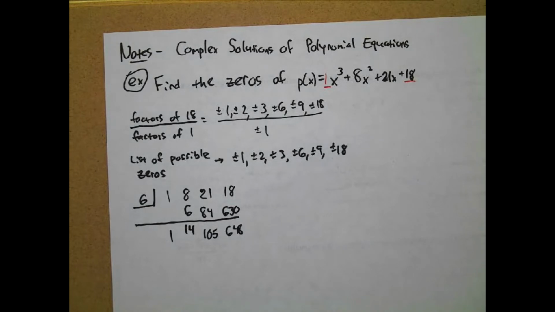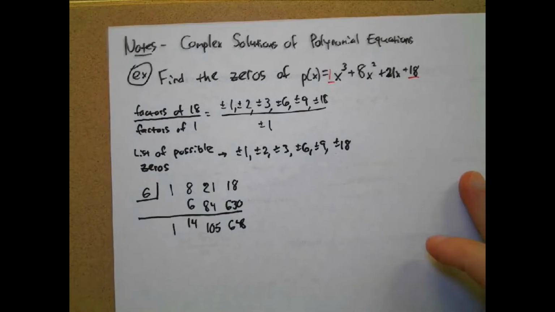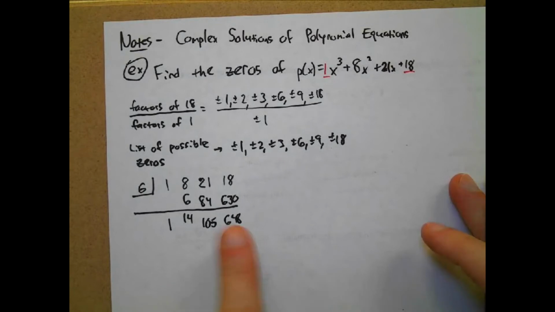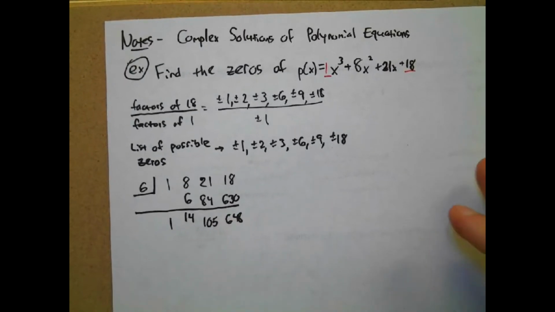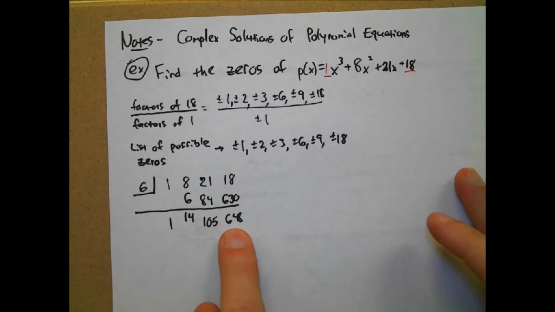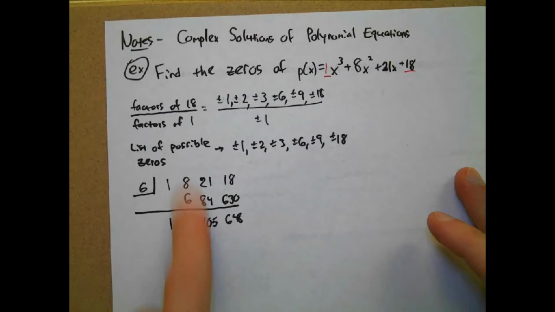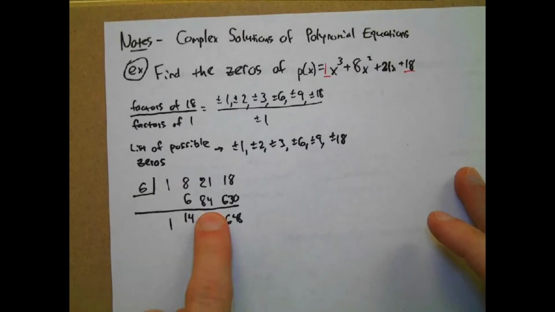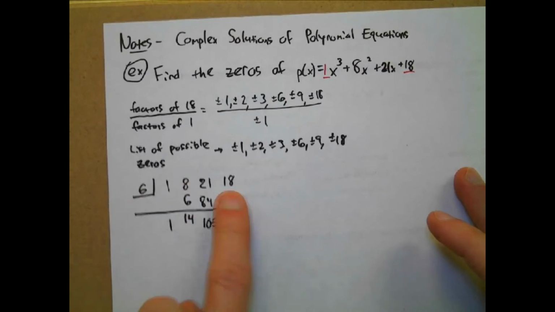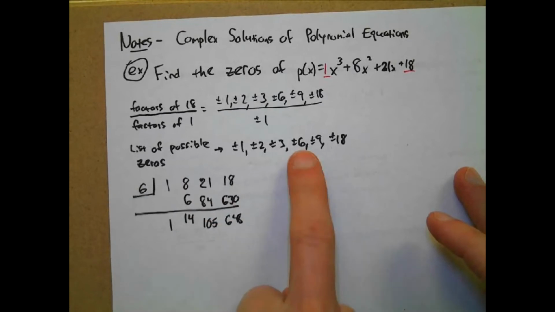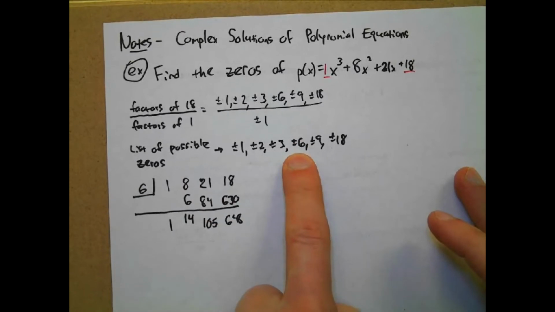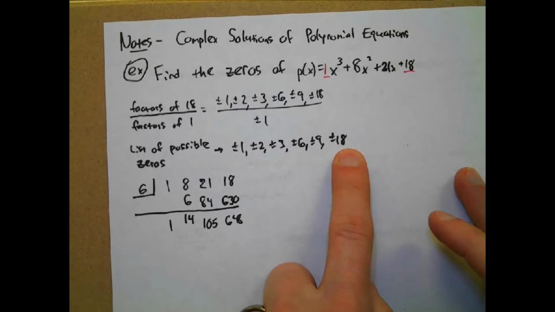Okay. So, is 6 one of our zeros? No, decidedly not, very much not, because we get that positive 648. So here's a strategy for you. 6 didn't work. I dropped the 1 down, times 6 made it 6, added that up, made it bigger. 14 times 6 was 84, added that up, 105, makes it bigger, and so on and so forth. So if 6 didn't work, is positive 9 or positive 18 going to work?